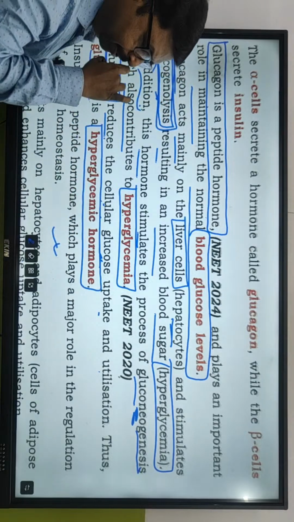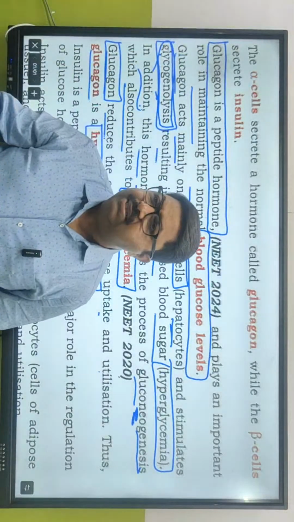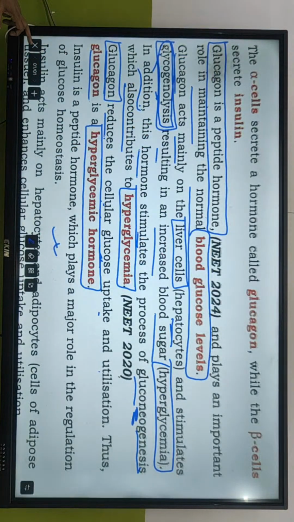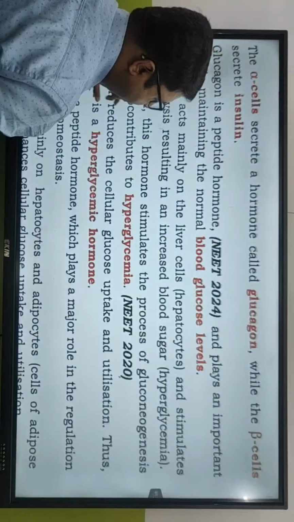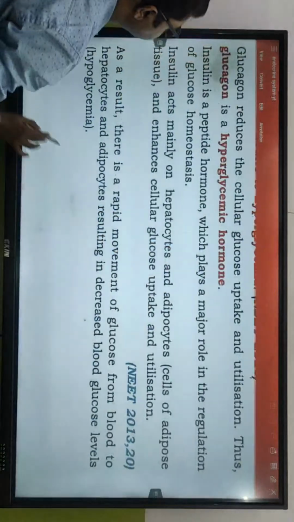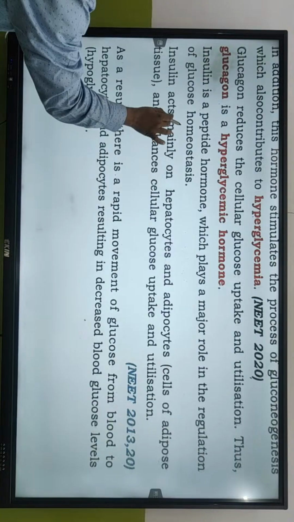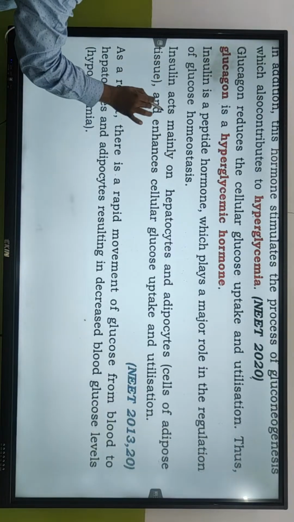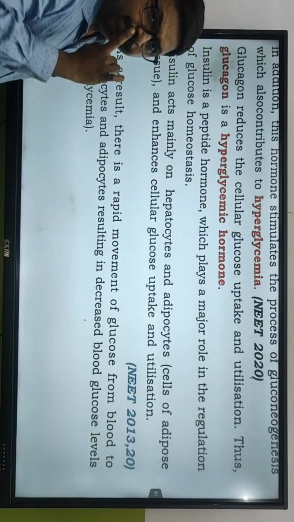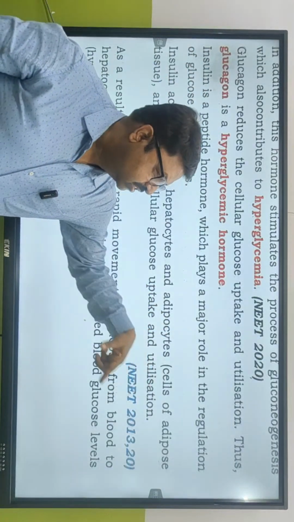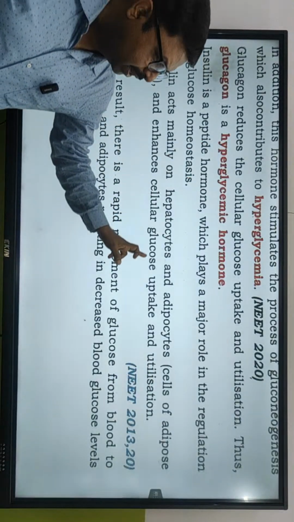So name the hyperglycemic hormone. You are going to answer it as glucagon is hyperglycemic because it increases the blood sugar level. Insulin is also a peptide hormone which plays a major role in the regulation of glucose homeostasis. Insulin acts mainly on hepatocytes and adipocytes. What are adipocyte cells? Fat cells, cells of adipose tissues. And it enhances cellular glucose uptake.